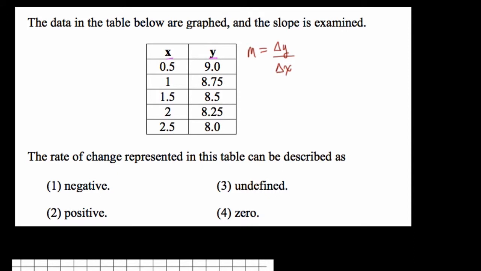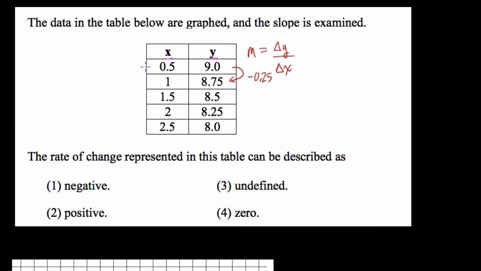Now, in this situation, let's say we start on this row, we go from 9 to 8.75. What just happened to y? Well, y decreased by 0.25, right? So here we can't conclude it's a negative slope yet, just because y is going down. The key is to understand, if y goes down, what is x doing?